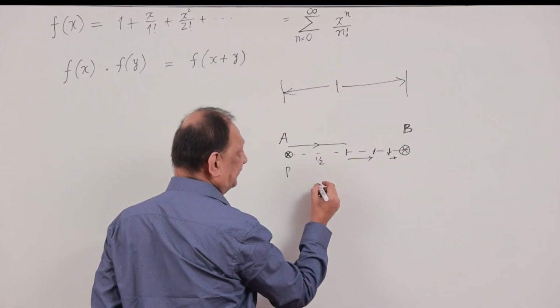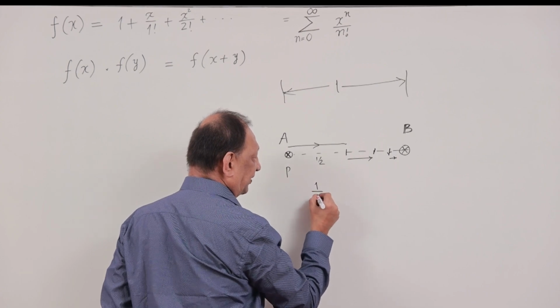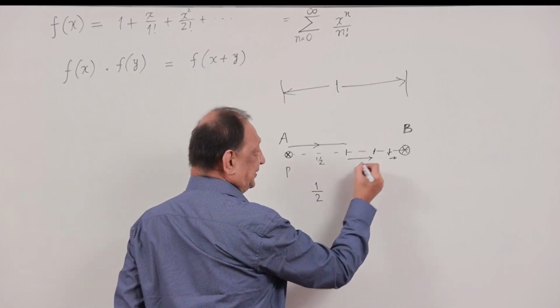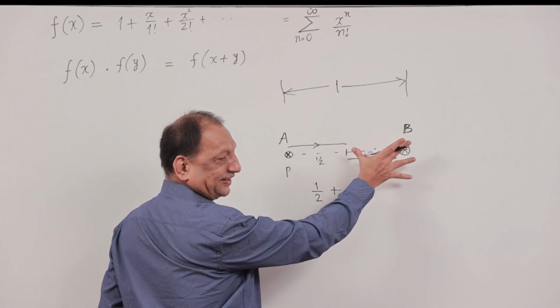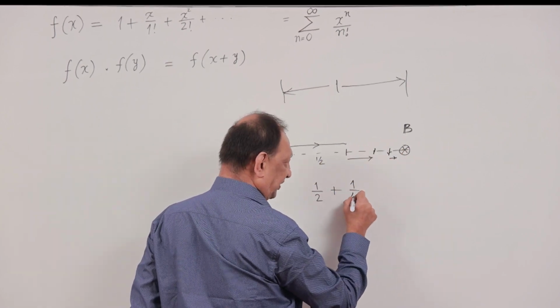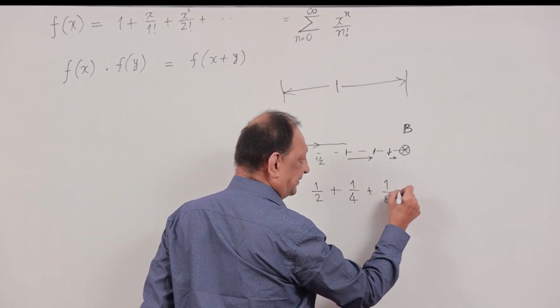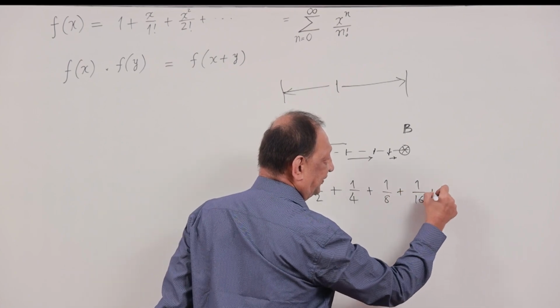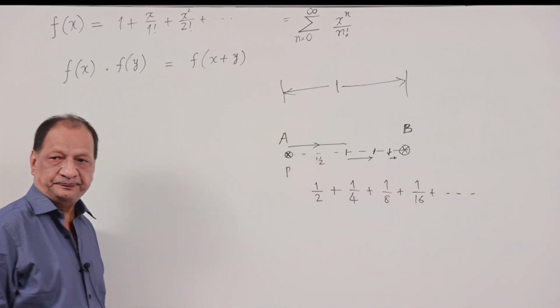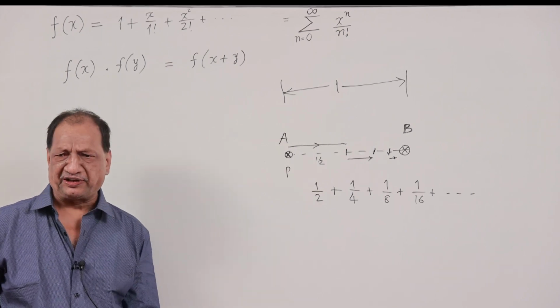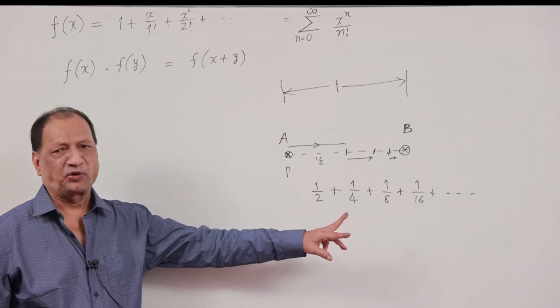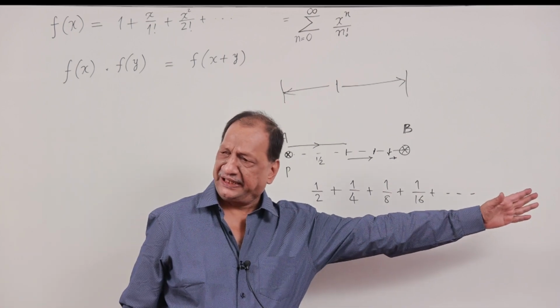So the first distance the tortoise travelled was half. Next distance it travelled was half of that half, right? So it will be 1/4. Next will be 1/8. Next will be 1/16 and so on, right? So keep adding this. What you have is a geometric progression. You can keep adding endlessly.